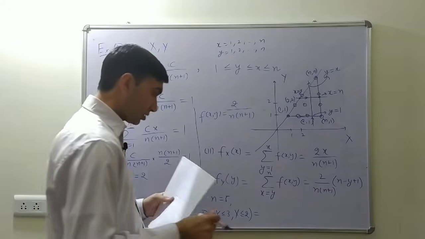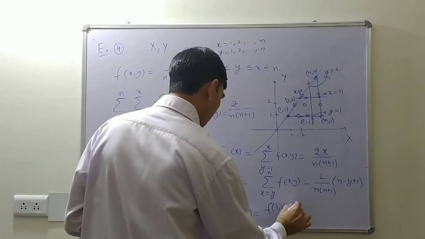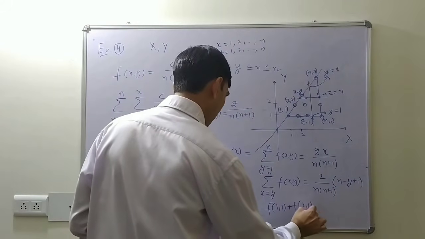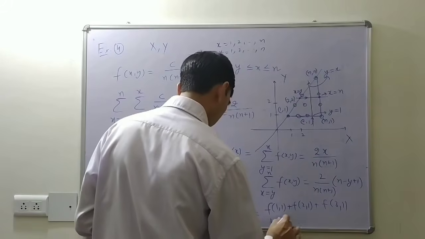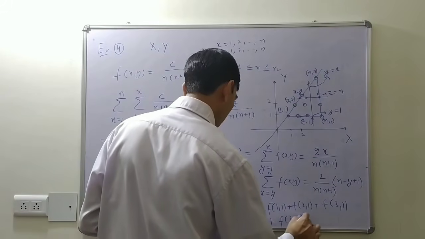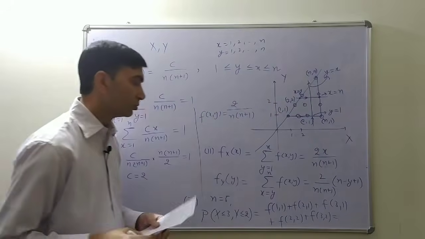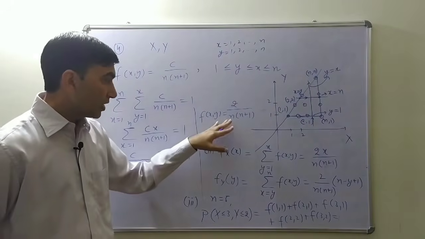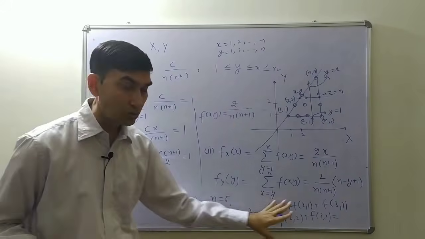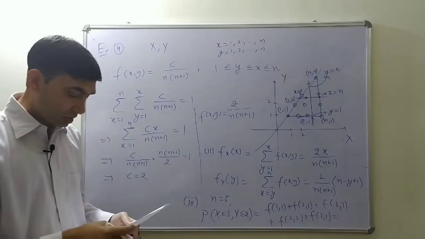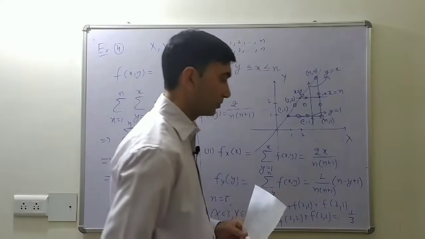So which pairs satisfy this condition? Can you check? 1 1, 2 1, 3 1, 2 more pairs, 2 2 and 3 2. For n equal to 5, the probability is constant for each. So you can add the 5 values and finally we'll get 1 over 3.